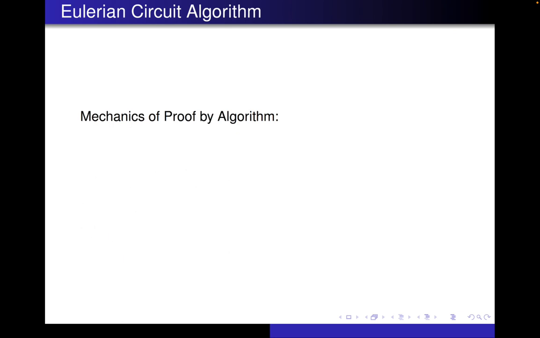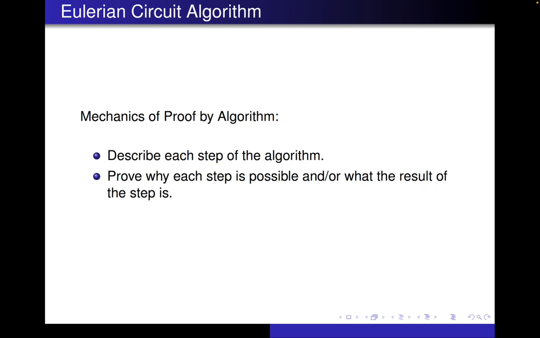All right, so before we actually start describing the algorithm, I want to go through some of the mechanics of what we do when we do a proof by algorithm. So we can't just say this is the algorithm and it always works, trust us, right? What we have to do is, of course, describe each step of the algorithm. We got to describe it precisely, so if someone had to code that algorithm, they'd know how to do it. But then we got to actually say what happens in each step and prove it.